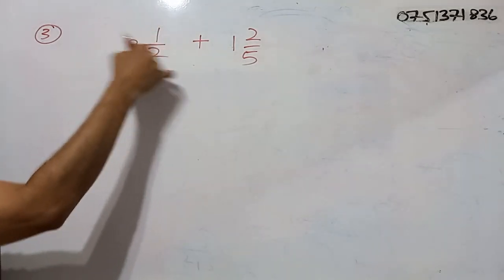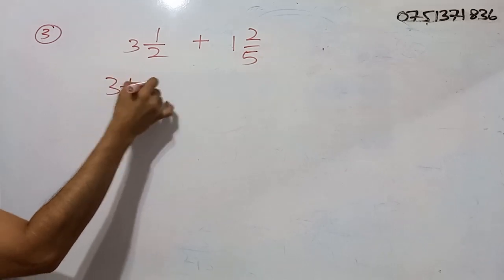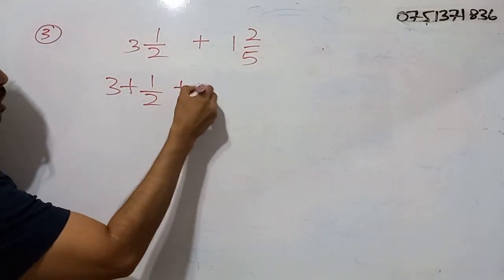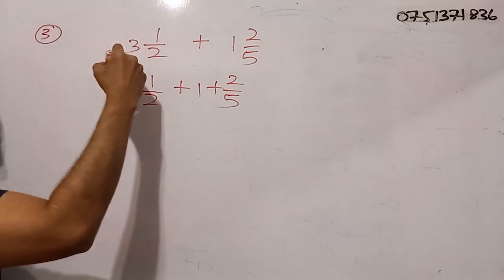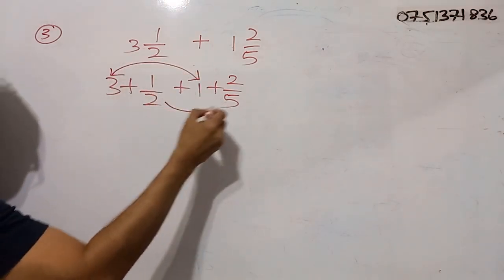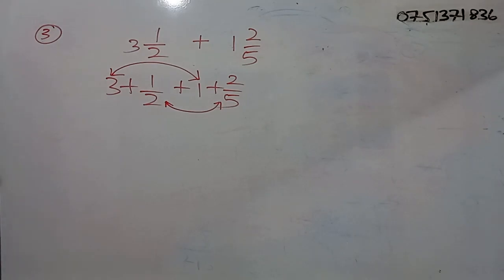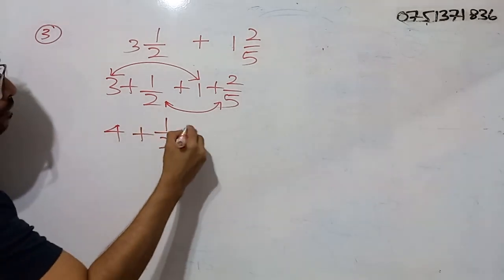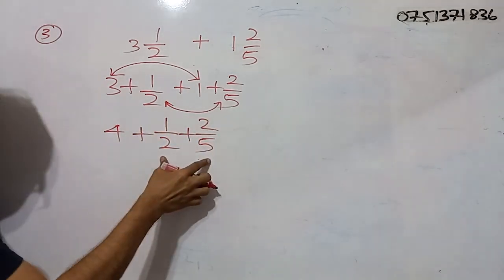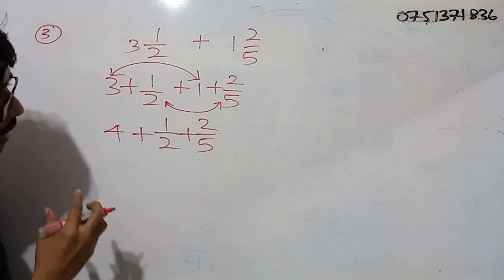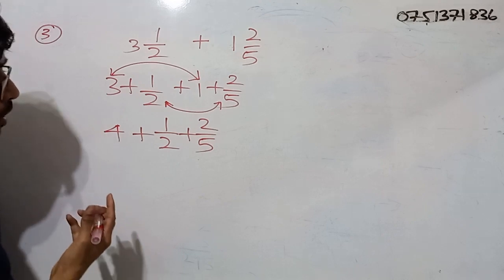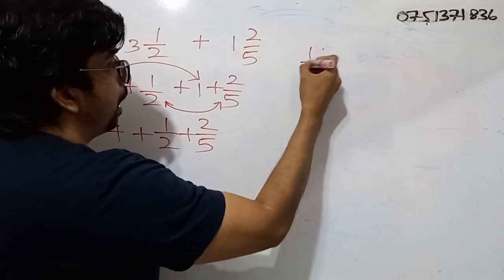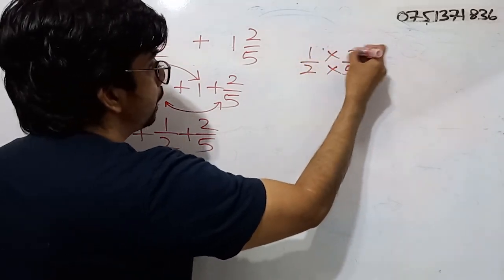So I can rewrite 3.5 as what? 3 plus 1/2, and 1 and 2 by 5th I can rewrite as what? 1 plus 2 by 5. So I can add the whole number parts, then I can add the fraction parts separately. So 3 plus 1, that will be 4. 4 plus 1/2 plus 2 by 5. Now here we have two fractions where the denominators are different, right? So we have to consider the least common denominator. So of the two numbers 2 and 5, what's the least common denominator? 10.